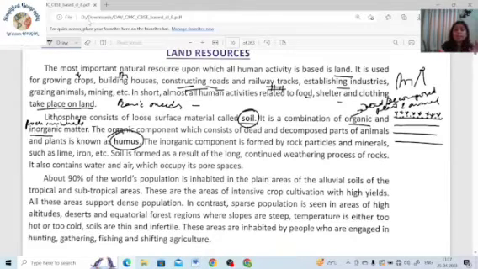Soil is formed as a result of the long continued weathering process of rock. It also contains water and air which occupy the pore space. If we see the soil particles, you will find there is a gap between two soil particles. This gap is known as pore space. The more the pore space, the greater the chance for water to seep through the particles. The lesser the pore space, the more the water will be stagnant on top of the soil.